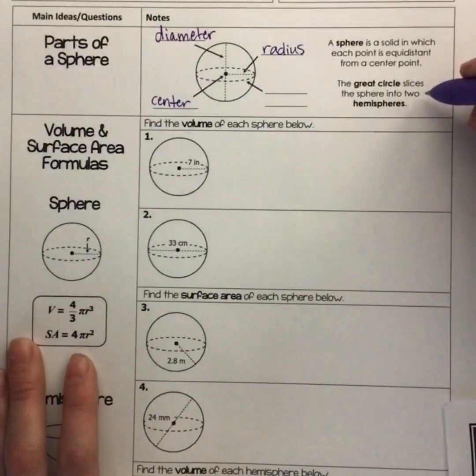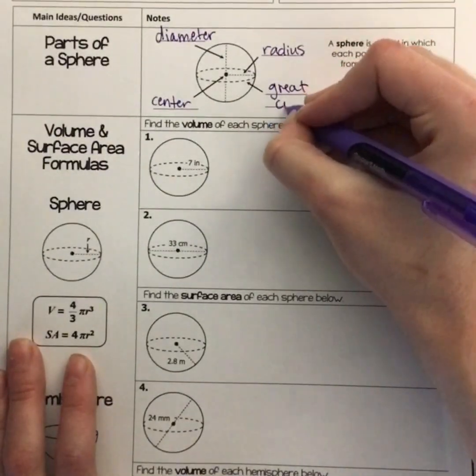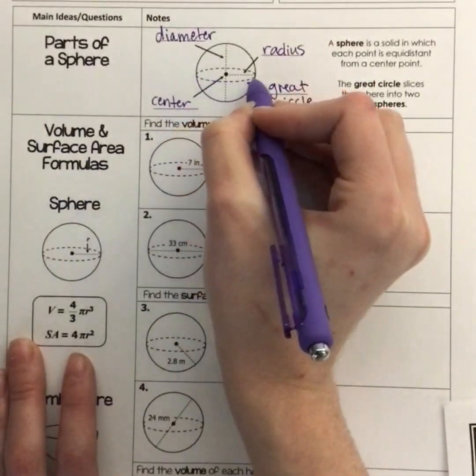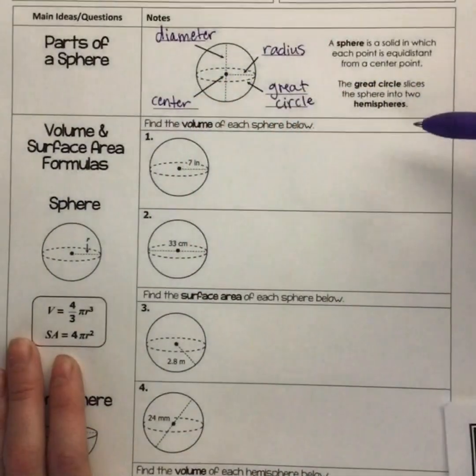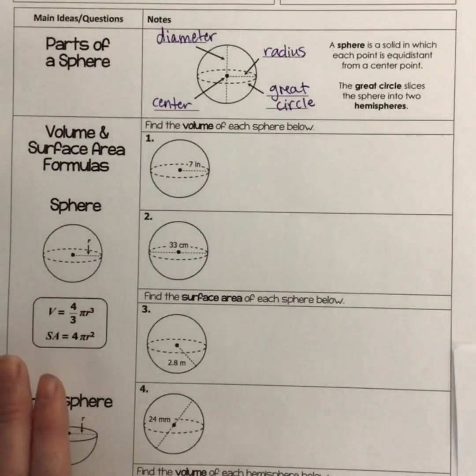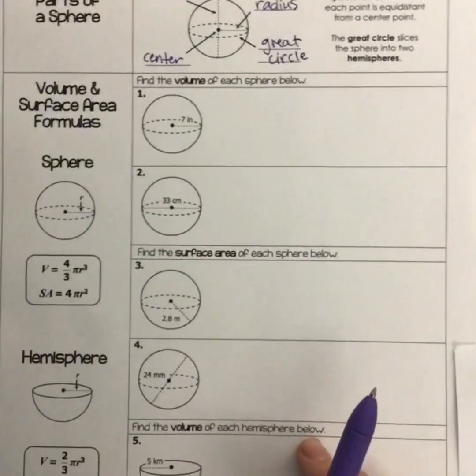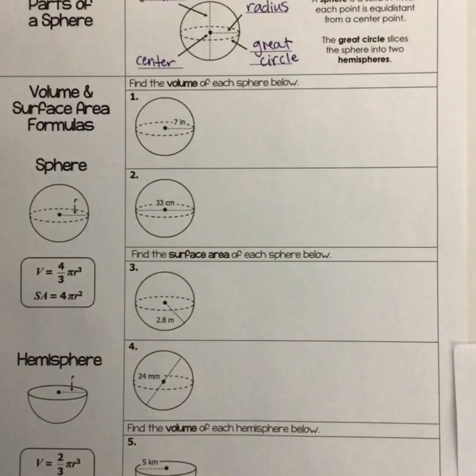The last thing, though, is to talk about the great circle. So there's something we call the great circle in here. And it's this dotted line that cuts our sphere into two hemispheres or into two halves. So if you've ever taken like a golf ball and chopped that in half, you've taken a sphere and broken it into two hemispheres, two half spheres, I should say. So let's talk about how we use that information to actually find the volume and surface area of some of these shapes. We want to find the volume or surface area given the different problems here.